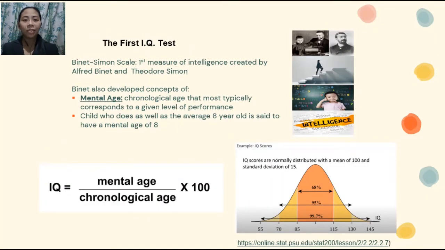The first IQ test was the Binet-Simon scale, the first measure of intelligence, created by Alfred Binet and Theodore Simon. Binet developed a concept of mental age, the chronological age that most typically corresponds to a given level of performance in childhood. For example, the average 8-year-old is said to have a mental age of 8.